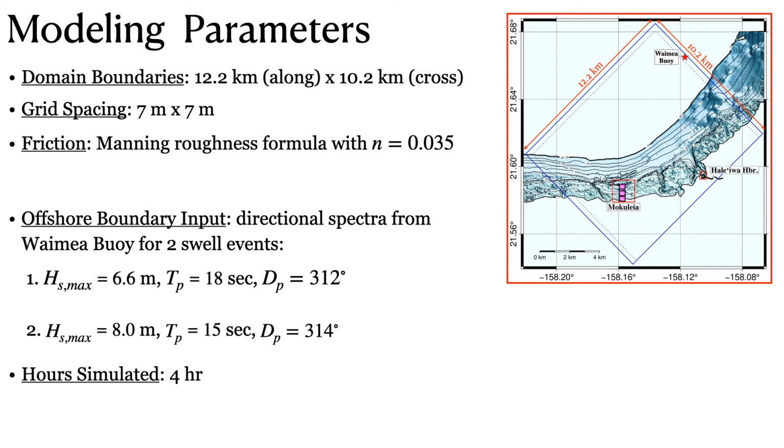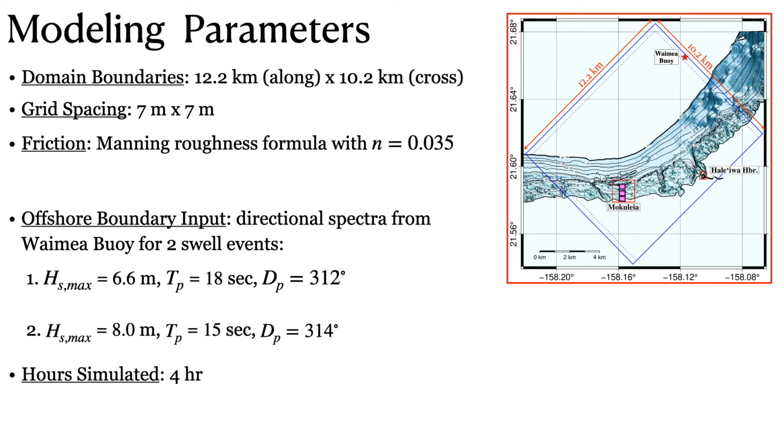In these models, wave forcing is implemented using a wavemaker, which is located at or very close to the offshore boundary. Directional spectra of two real swell events were obtained from Waimea Buoy, the site that is marked here with a red star near the upper corner of the domain. These are high amplitude events with long peak periods.